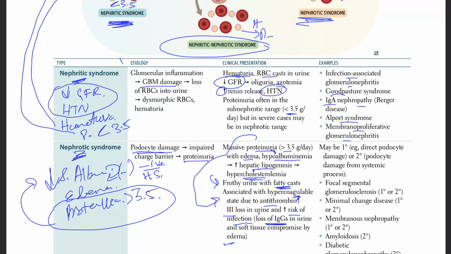What are the diseases? Could be primary, like direct podocyte damage, or secondary podocyte damage from a systemic process. Focal segmental glomerulosclerosis, primary, secondary. Minimal change disease, primary, secondary. Membranous nephropathy, primary, secondary. Amyloidosis, secondary. Diabetic glomerular nephropathy, secondary.